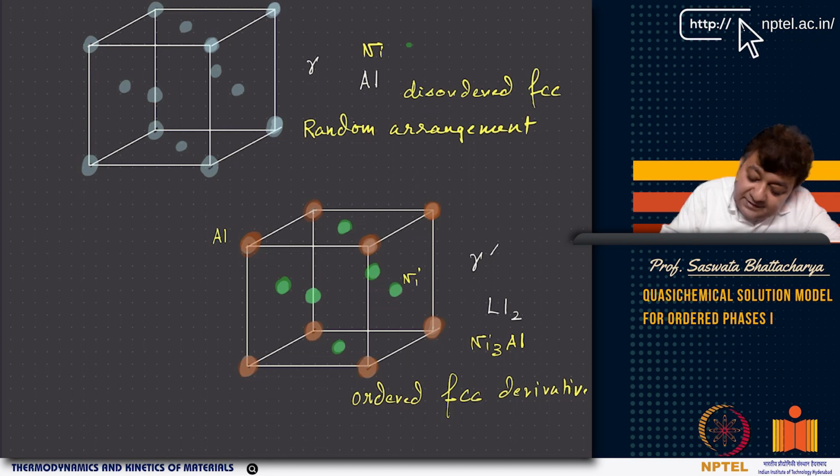Even for FCC, we have such structures. Say, for example, you have gamma. Gamma is, say, nickel aluminum. If you look at superalloys, there is this structure. This gamma structure is nothing but FCC, disordered FCC. There is a random arrangement of nickel and aluminum, of A and B. So basically, it is a random arrangement of different kinds of atoms.